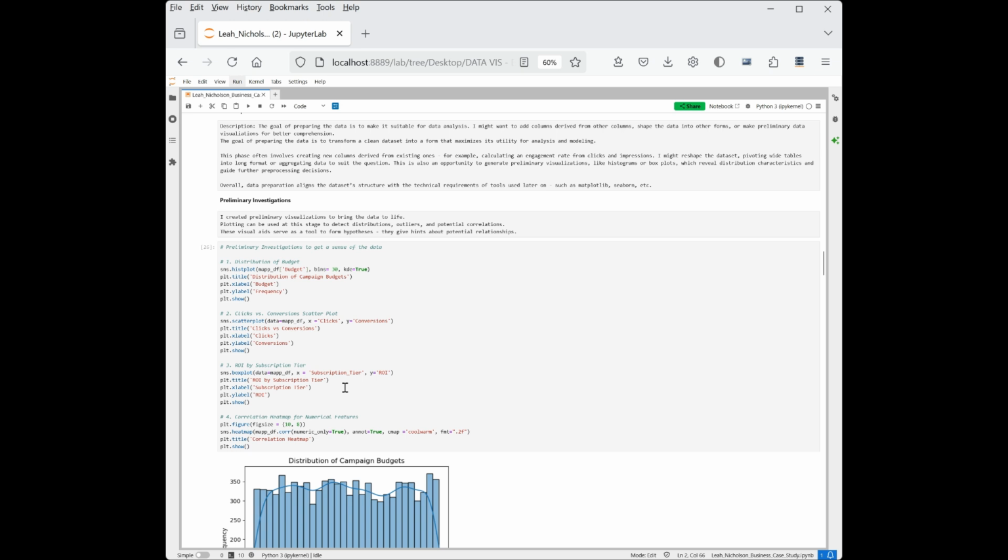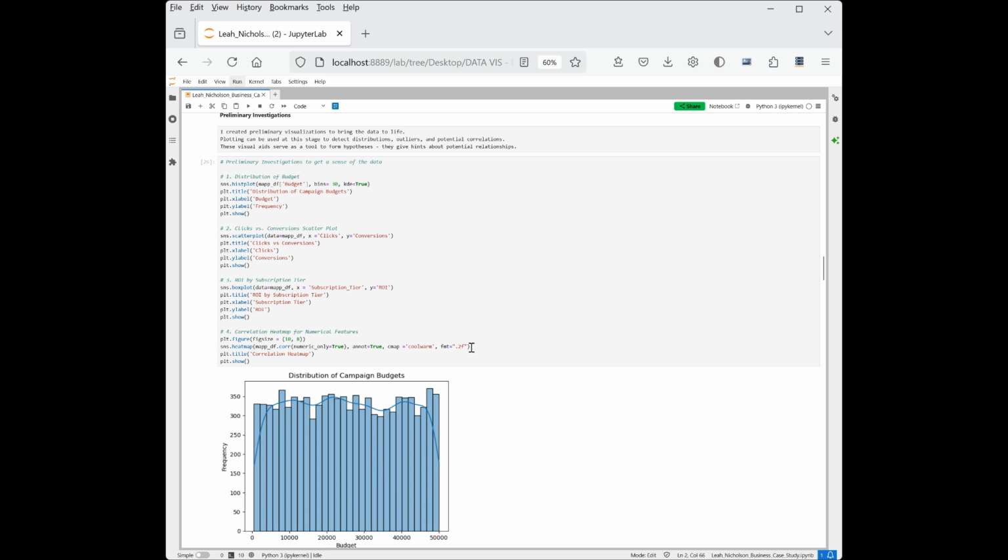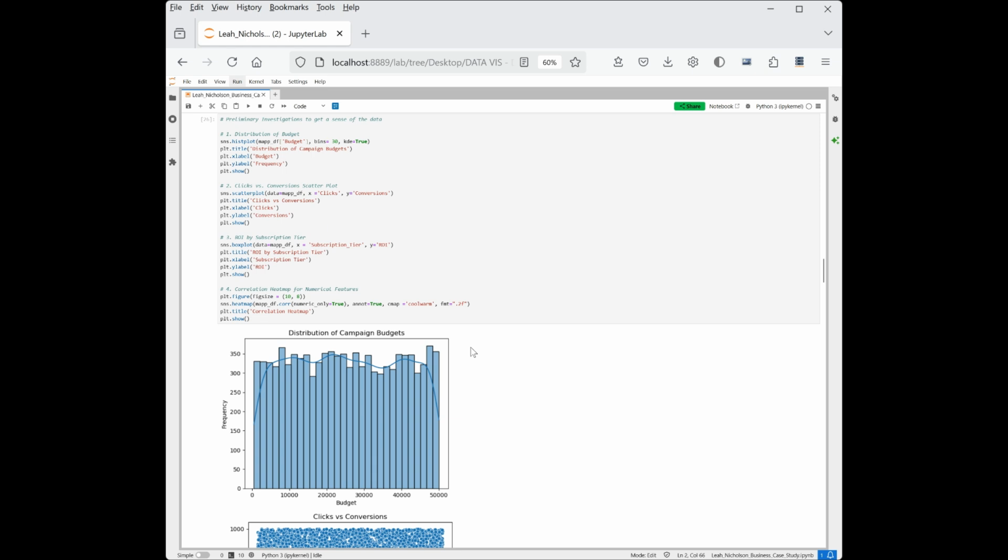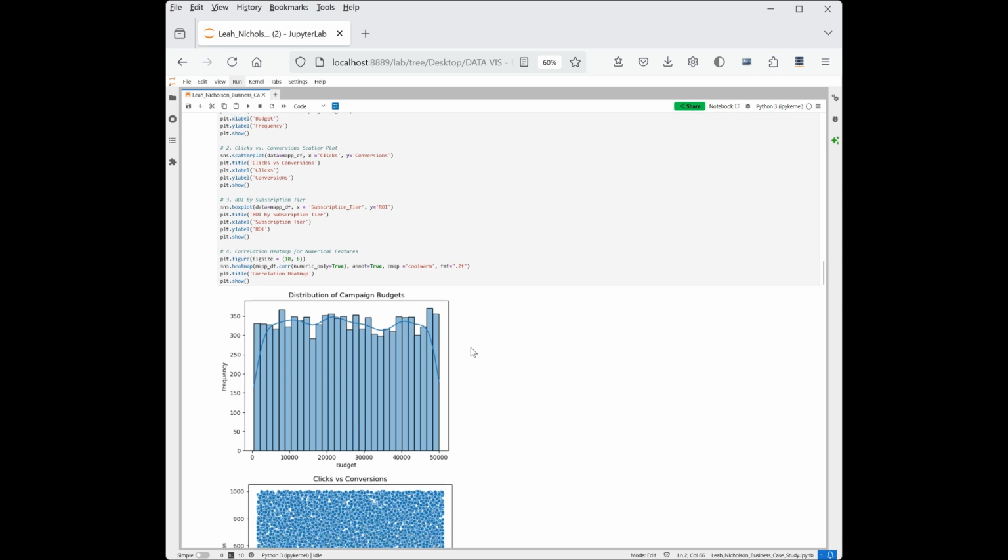This step really helps with making the data set into a structure that our tools later on will receive very well. So Matplotlib and Seaborn, you may need the data to be adjusted a little bit so that they'll be able to receive that input. And so that's what we'll do here. So first of all, I created a budget histoplot and clicks versus conversion scatter plot, return on investment by subscription tier box plot, and a correlation heat map for numerical features, a heat map.